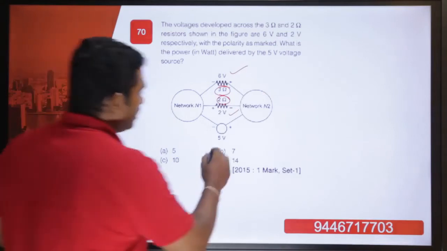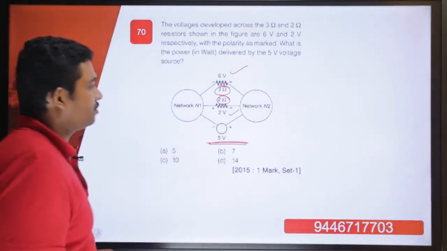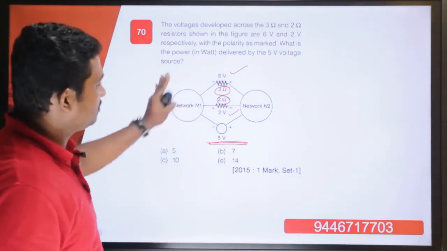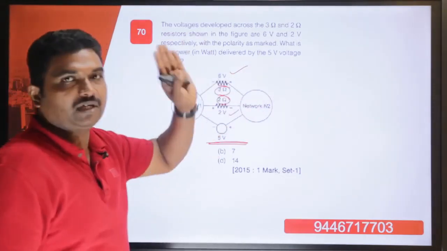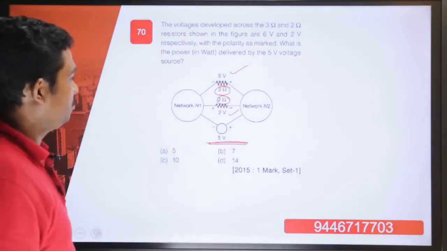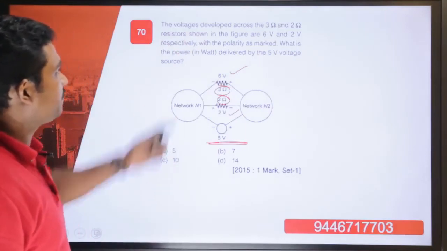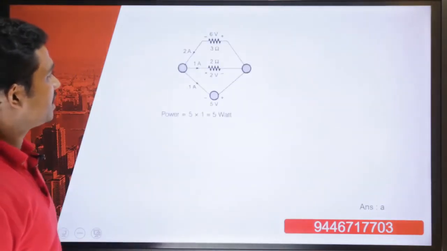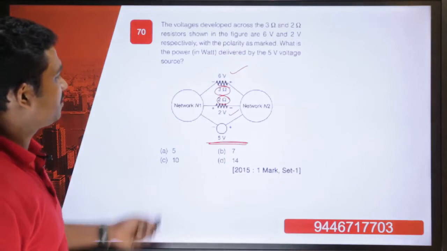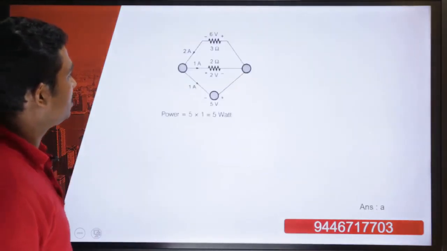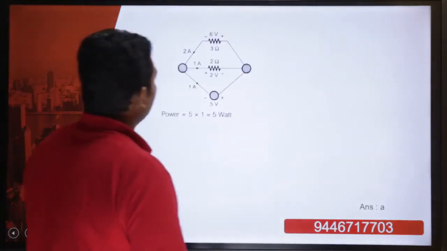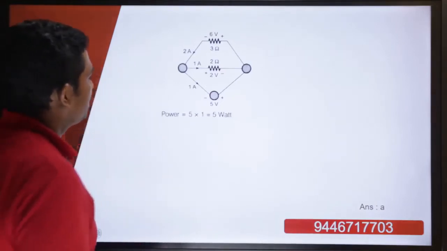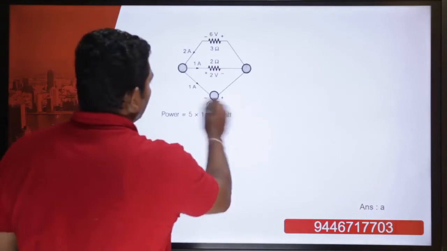So we will have to find out the power delivered by the 5 volt voltage source. On the left hand side we will take the arrangement to be network N1, and on the right hand side we will take the arrangement to be network N2. So from this we are going to find out the power delivered by the 5 volt source. So this is our arrangement. There is a 5 volt source, there is a 6 volt and a 2 volt across a 3 ohm and a 2 ohm. So we will have to find out the value of power. What is the power delivered by the 5 volt source?